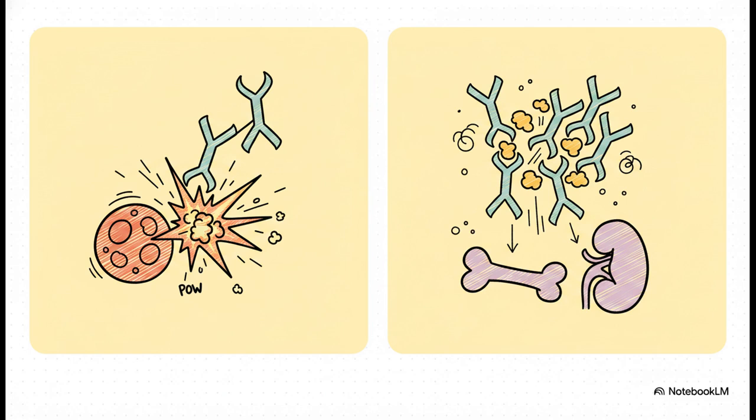But in type 3, antigen-antibody complexes form in the bloodstream and then inappropriately deposit into your tissues, like your joints and glomeruli, where they activate the classical complement pathway. It's this tissue deposition that drives systemic diseases like serum sickness, post-streptococcal glomerulonephritis, and lupus nephritis.